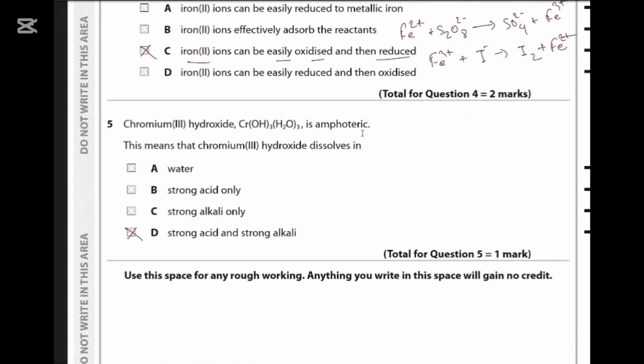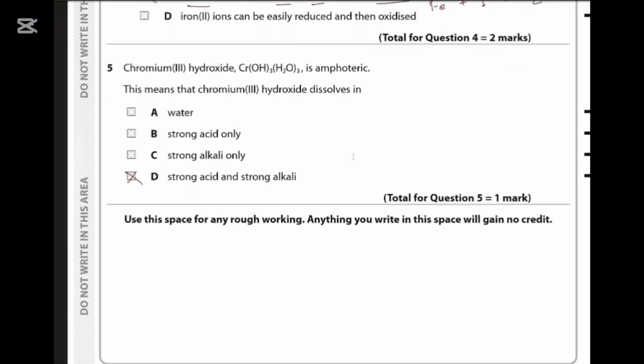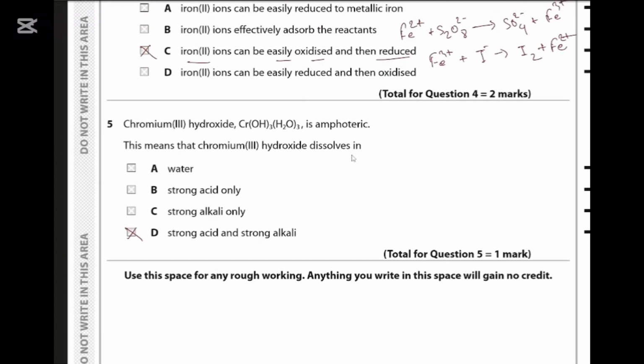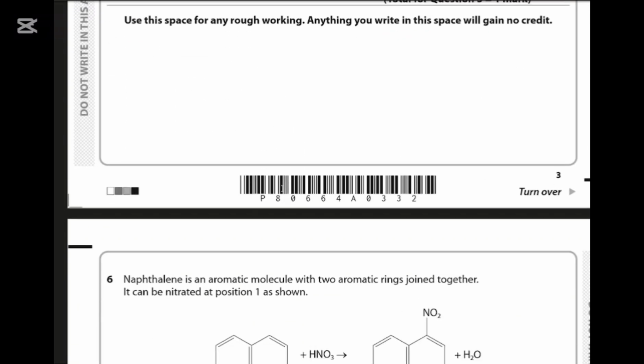Chromium 3 hydroxide is amphoteric. This means it can behave both as an acid and a base. That means it will dissolve in both an acid and a base, since when it is reacted with a base, this compound becomes an acid, and when it is reacted with an acid, this compound becomes a base. So it can react with both a strong acid and a strong alkali. The answer is D.